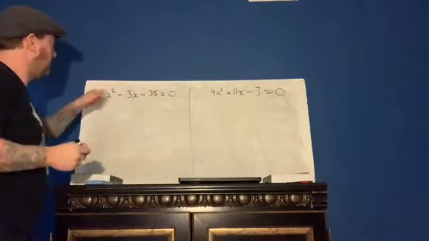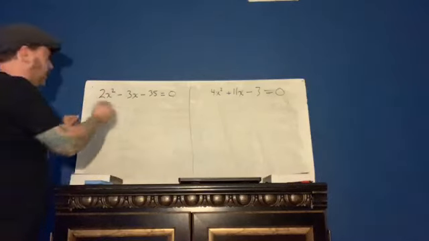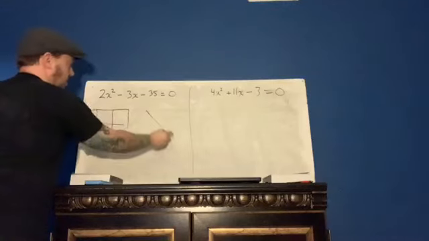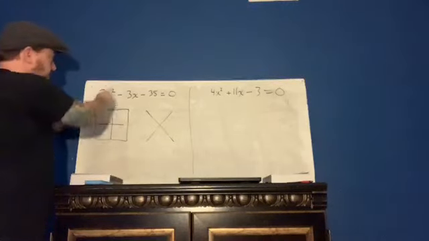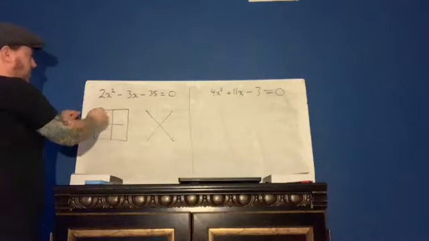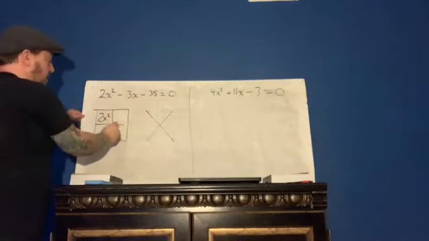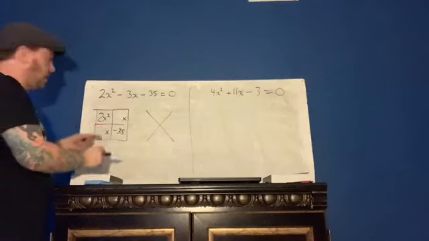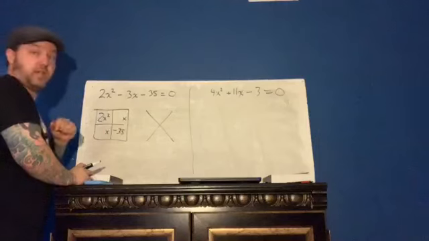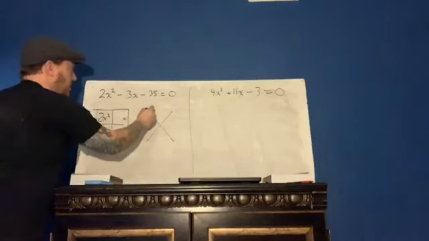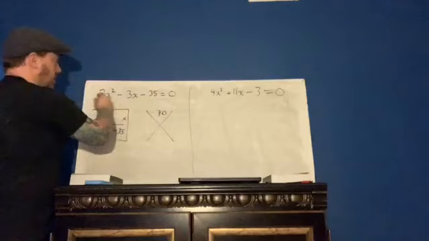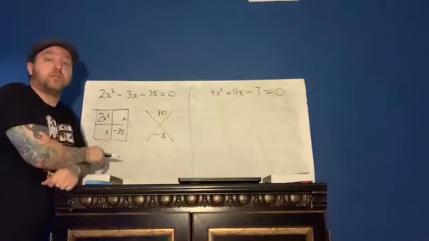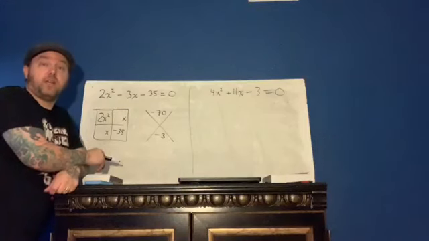So let's try this. How do we factor this? Do the box, do the diamond, right? All right, so what goes here? 2x squared. We've got something x and something x. We need to figure out what the coefficient of both x terms are. Let's do the diamond. So two numbers whose product is negative 70, sum negative 3.